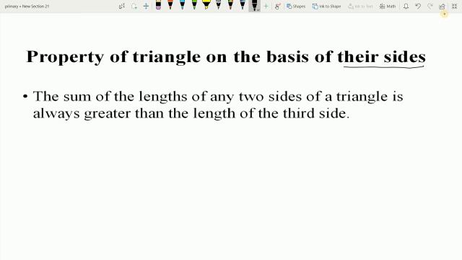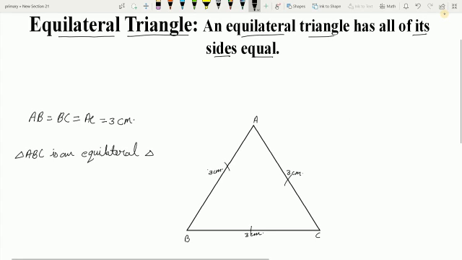Now we will see the property of triangle on the basis of their sides. The sum of the lengths of any two sides of a triangle is always greater than the length of the third side. It means triangle के किसी भी two sides का sum जो होता है वो उसके थर्ड साइड से हमेशा ग्रेटर होता है. Let us see the example.